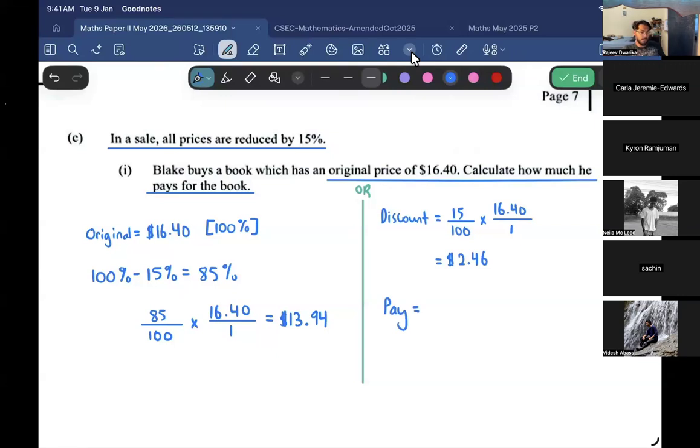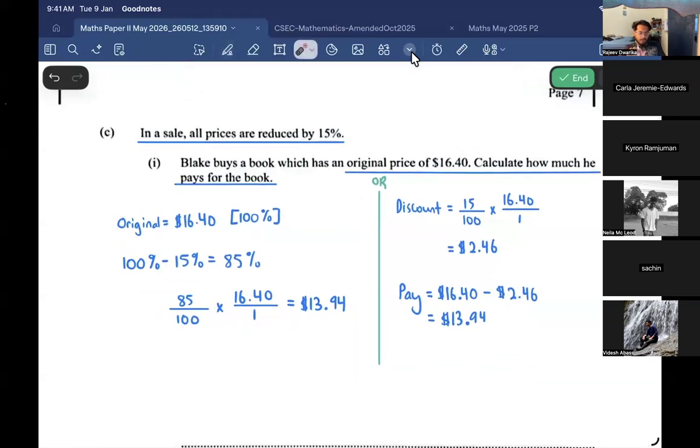So tell me, Neela, if you gain a discount of $2.46, what does that mean? I'll minus 2.46 from $16.40, right? Yes, sir. And what do you think I'll get? 13.94, sir. Which one would I rather do? Would I rather find the discount and take it away from the total, or just find the percentage you pay and get the answer one time? First one, sir.